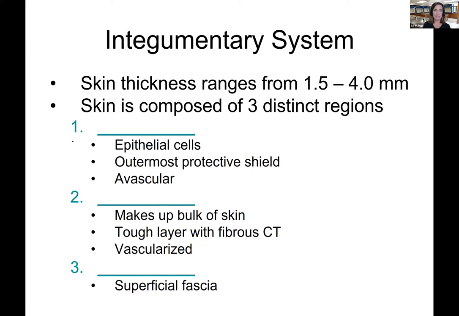Now there's 3 regions to your skin, whether it's thin skin or thick skin. It always has these 3 regions, right? We have our epidermis. Now remember I told you when we started, epi means above or on top, right? So this is on the very surface, what you can see. And remember, this is made of epithelial tissue. So that's easy to remember, epidermis, epithelial.